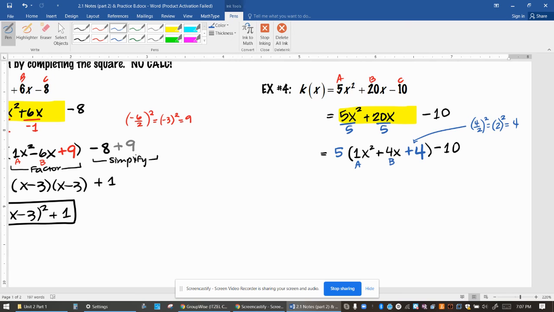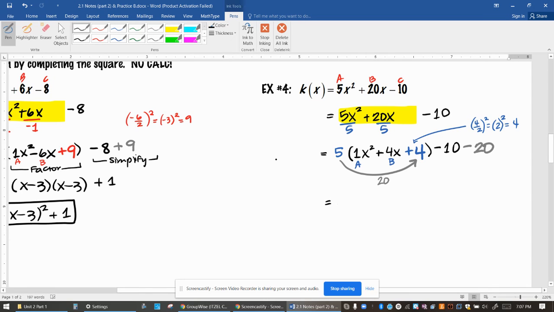Normally that would be the case, but this isn't just a 4. This is a 20 because of the 5 out in front. 5 times 4 is 20. How do you off-balance a positive 20? Subtract 20. Okay, so 5 times 4 is 20.